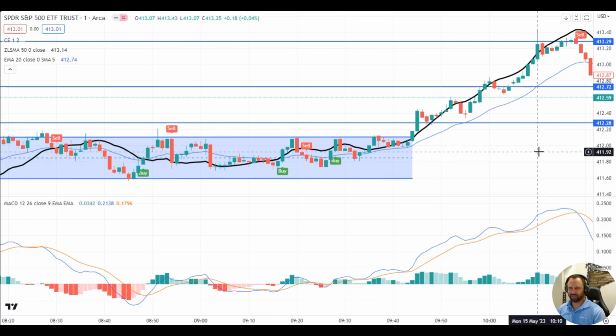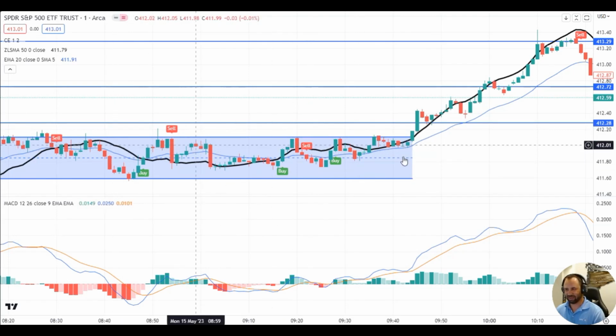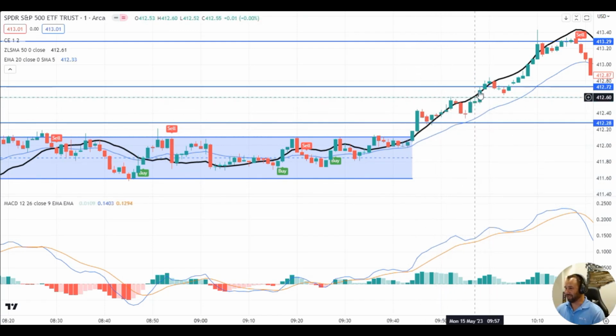10:10. Kind of approaching the limits of my day, especially with this sideways channel action. Not something I would have traded in. I would have been out of the market anyway by that point. But here's some trades that you can see.